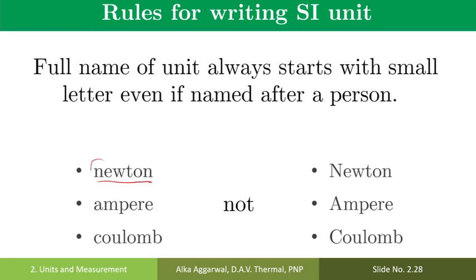Here the first alphabet is small. Even if it is after the name of a scientist, this unit cannot be written in this way. Similarly, the ampere, which is the name of a scientist, starts with a small letter, not with a capital letter. Similarly, the coulomb is written in this way, not with a capital C.